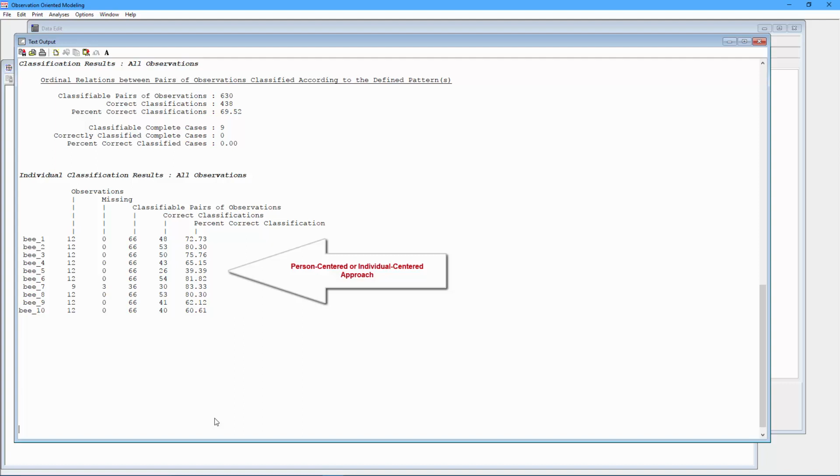So observation-oriented modeling is therefore completely consistent with what are known as person-centered or individual-centered approaches in the medical and social sciences. But focusing on individuals and staying as close to the observations as possible also proves handy for confronting the measurement issue.